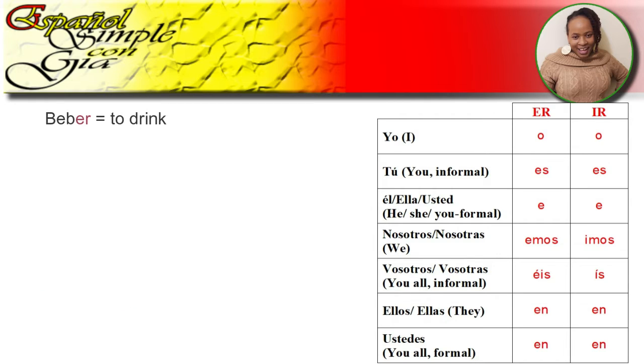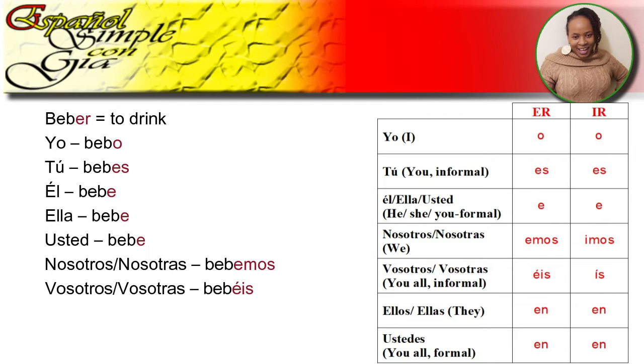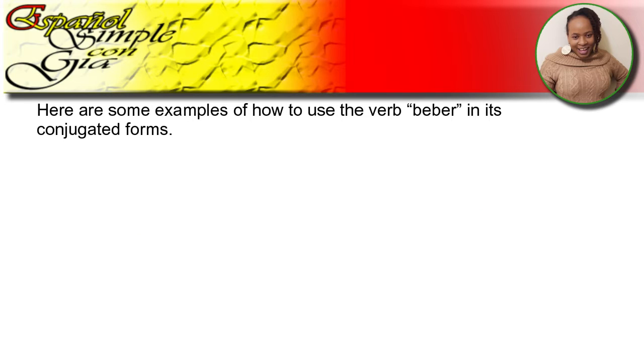Now let's look at how we would conjugate the verb beber, which means to drink, and this is an ER verb. So, yo bebo, tú bebes, él bebe, ella bebe, usted bebe, nosotros o nosotras bebemos, vosotros o vosotras bebéis, ellos o ellas beben, ustedes beben. Here are some examples of how to use the verb beber in its conjugated forms.